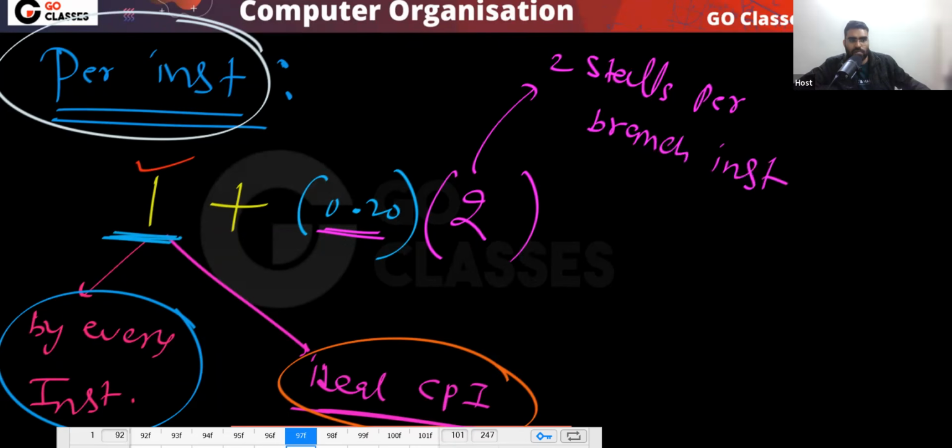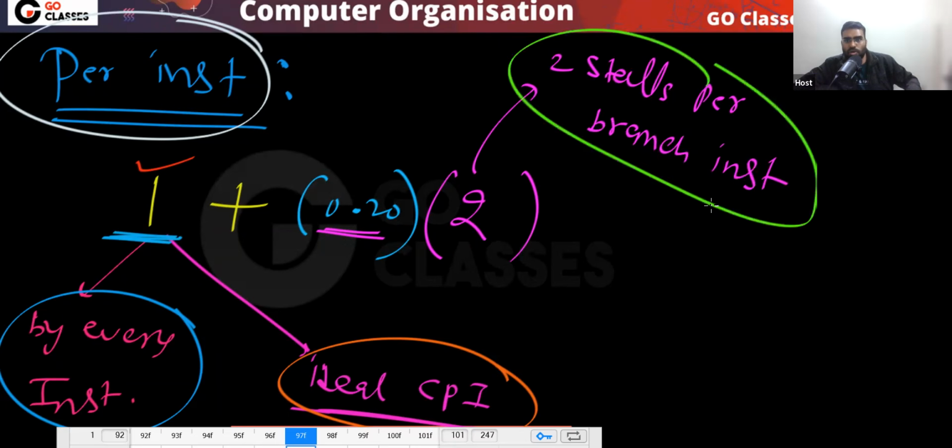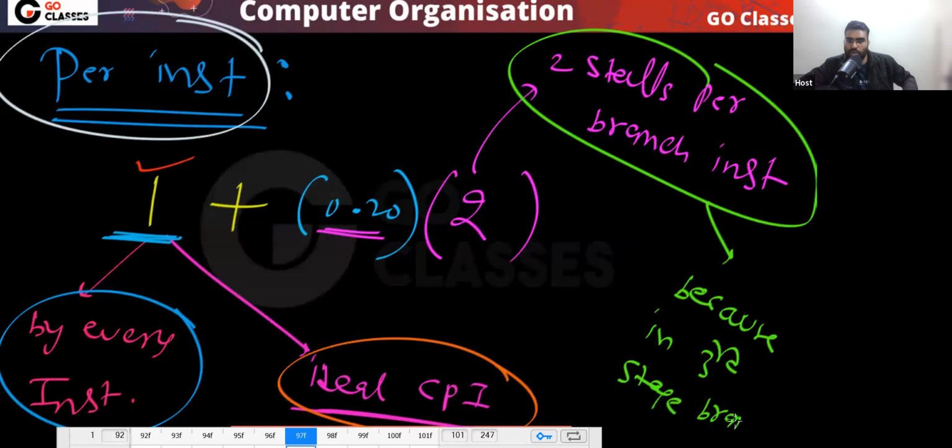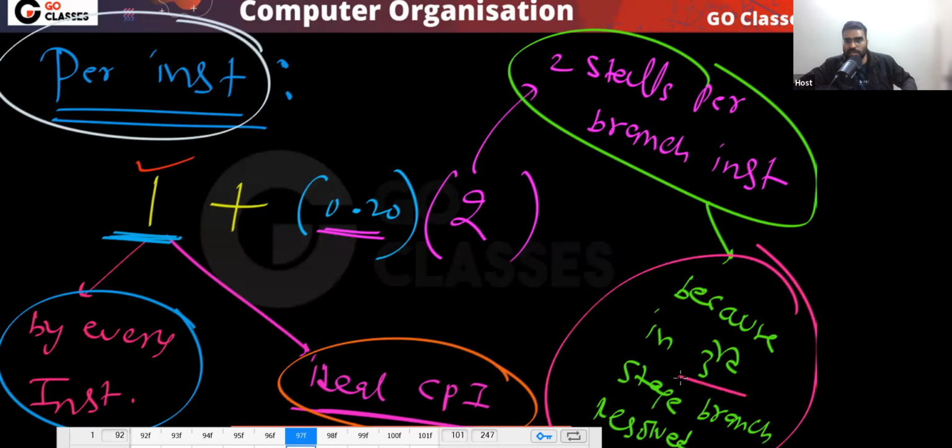Because in the third stage, the branch is resolved. That is the reason: in the third stage, the branch is resolved, so 2 cycles, 2 stalls. So your final answer will be what?